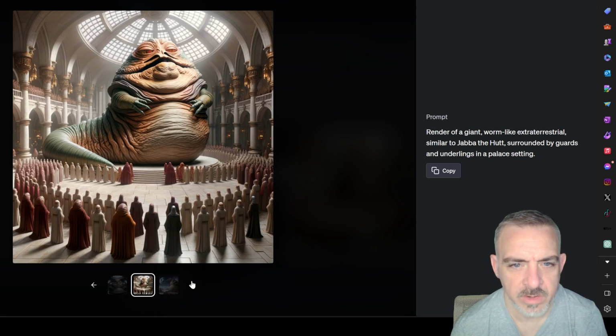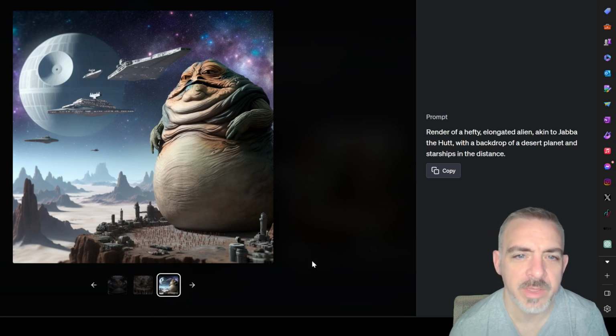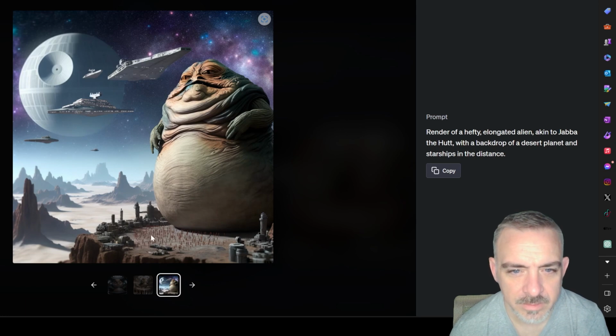He's huge here. Yeah, he's huge. He looks like a Dark Souls boss. It's a pretty good picture of Jabba the Hutt. It's just everything else in this picture is pretty wrong. Now, why is he so big? Yeah, he's very big in this picture. It's a good picture of him. It's just, man, he's a giant.